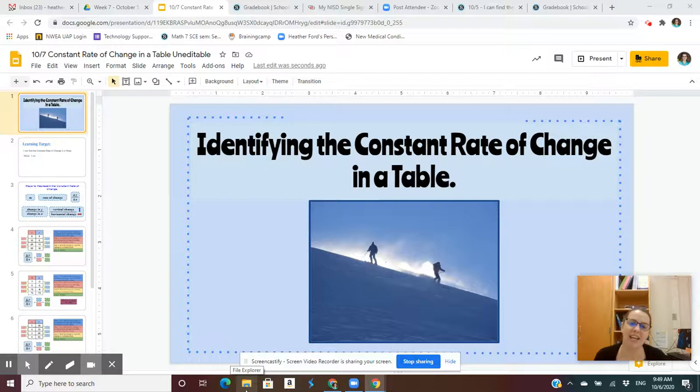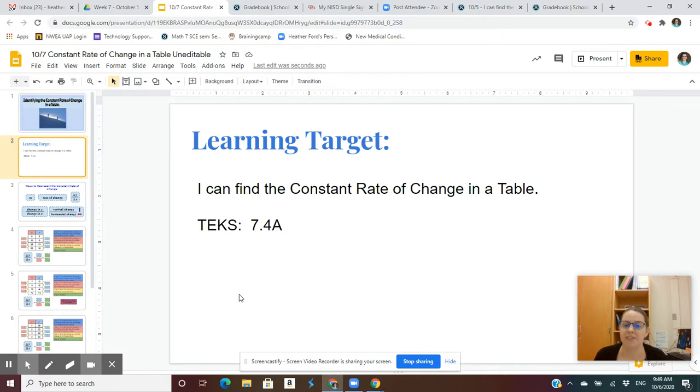Hi everybody, today we are going to talk about identifying the constant rate of change in a table. So let's go ahead and get started. Our learning target is I can find the constant rate of change in a table, and the TEK is 7.4.